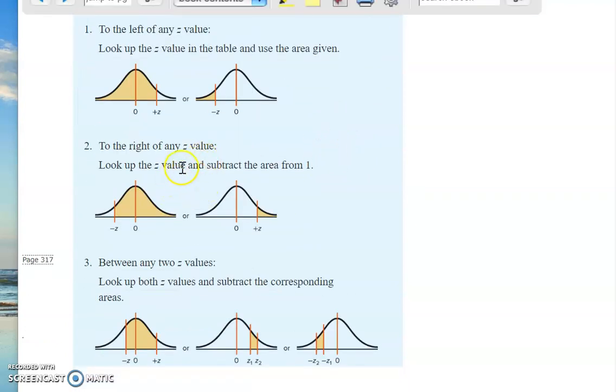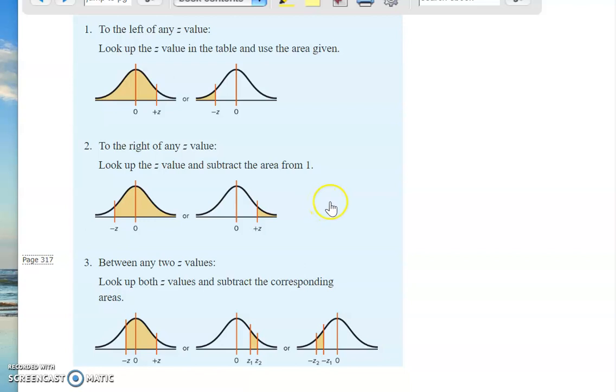Now, if you wanted to know the right of any z-value, let's say you wanted to know the probability of something being bigger than some other number, like, what's the probability that the battery is going to last more than 4 years? Well, you transform that 4 years into a z-value, and you find the area to the right of that particular z-value. Well, that's not in the table. That is not in the table.